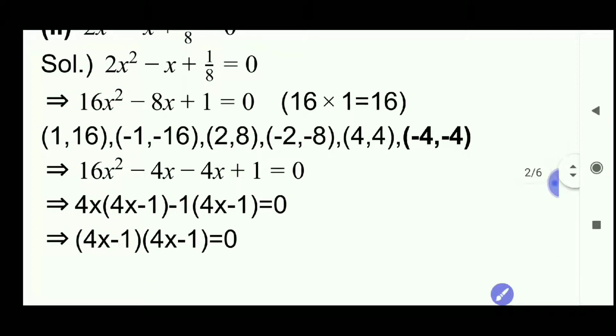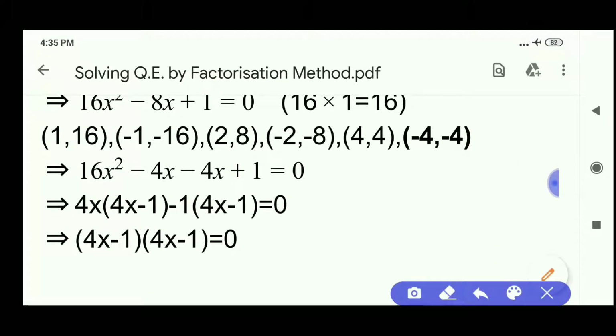Now, time for taking out commons. Observe the first two terms. We can take 4x as common. So, 4x into 4x minus 1.